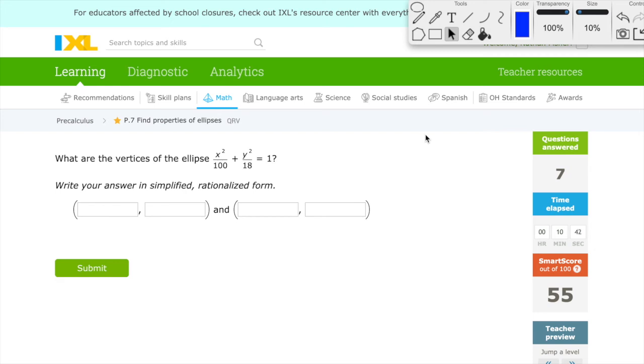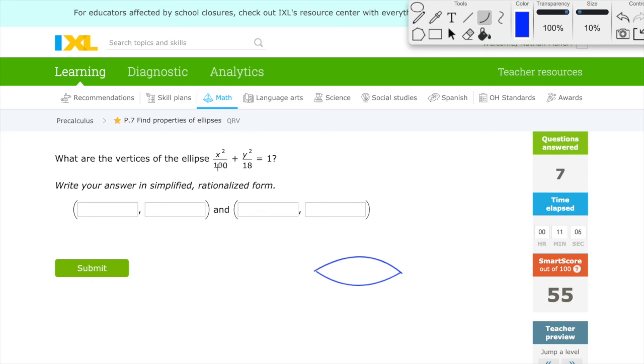Okay, the vertices of the ellipse. So this is pretty similar to what we just had. So again, the bigger number is under the x, so I know that it's stretched in the x direction. Let's draw our kind of ellipse shape here. It's the best I can do with these tools. So I know it's from here to here, and I want to know these coordinates.